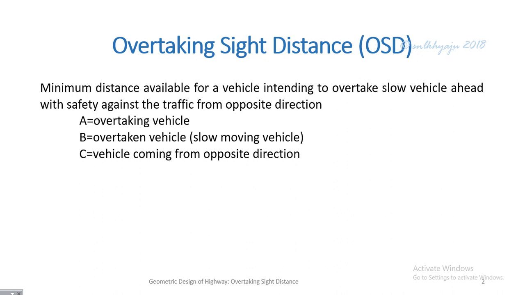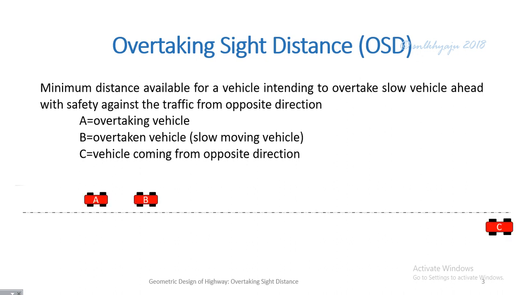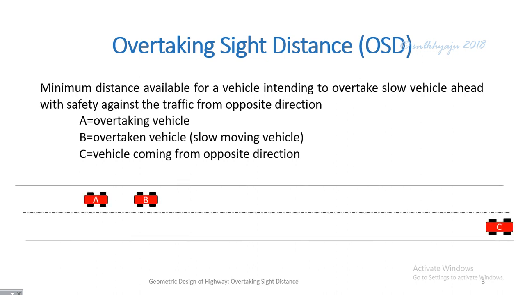Here vehicles A, B, C are shown in the figure, where A is the overtaking vehicle, that is the fast moving vehicle. B is the overtaken vehicle, that is the slow moving vehicle, and C is the vehicle coming from the opposite direction traveling at design speed. And this is how to overtake the slow moving vehicle.